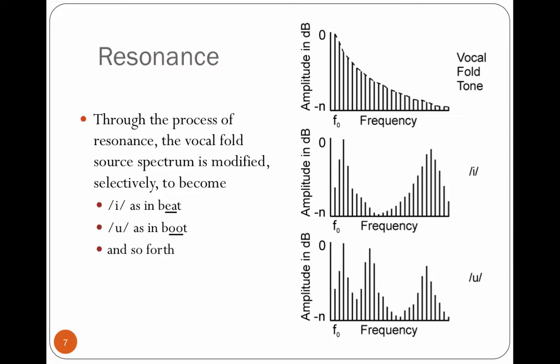Oo in boot has an entirely different pattern. So it's through resonance and filtering, or amplification and cutting, in our oral cavity, by changing the shape of our mouth, that we're able to take a sawtooth wave and shape it to the sounds that we need for speech.